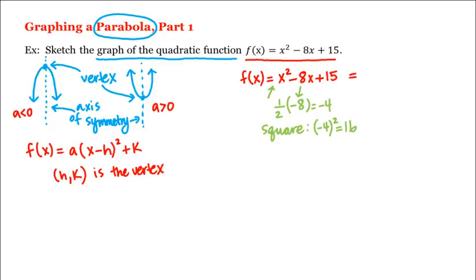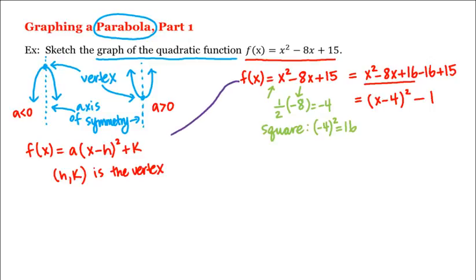That is, this is equal to x squared minus 8x plus 16 minus 16. And then we still have the plus 15. Now these first three terms will form a perfect square, namely x minus 4 quantity squared. And then negative 16 plus 15 is negative 1. And so we've put our function into vertex form. So we have f of x is equal to x minus 4 squared minus 1.